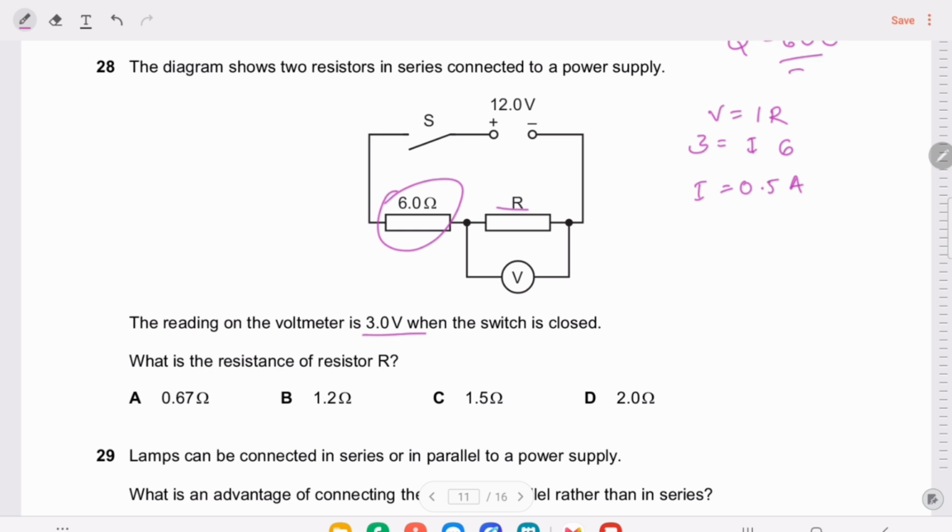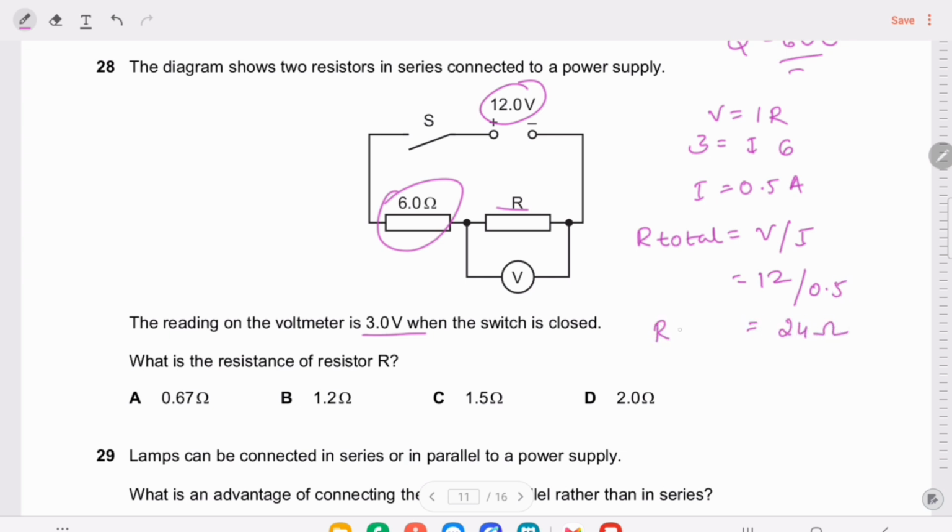Now we know the current in the whole entire circuit, that is 0.5 ampere. Let's find out the total resistance, that is V by I. We know that the total voltage given is 12 and the current is the same, so it's going to be 0.5, which will give you 24 ohms.